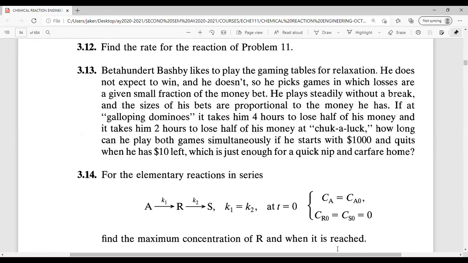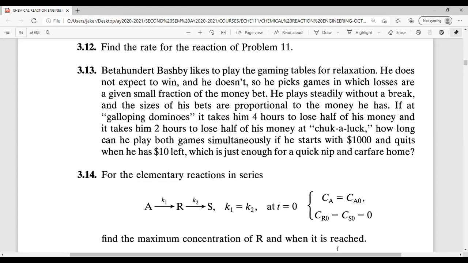Now he plays steadily without a break, and the sizes of his bets are proportional to the money he has. So if he has more money, he will have big bets. If he has small money, he will of course have small bets. And he always loses. At galloping dominoes, this is just one game he plays, it takes him 4 hours to lose half of his money. And it takes him 2 hours to lose half of his money at chuck-a-luck. How long can he play both games simultaneously?